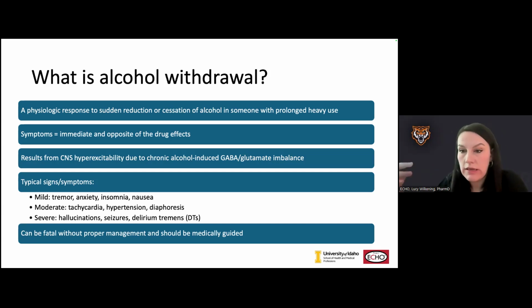You're going to see increased anxiety. You're going to see insomnia. You're going to see autonomic instability and a host of other things. And what you also have to remember is the definition of CNS hyperexcitability: that's called a seizure.